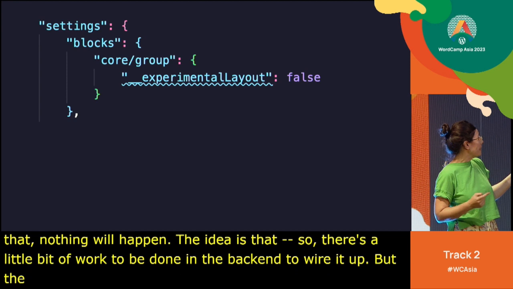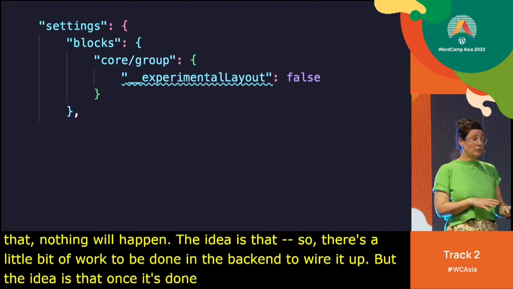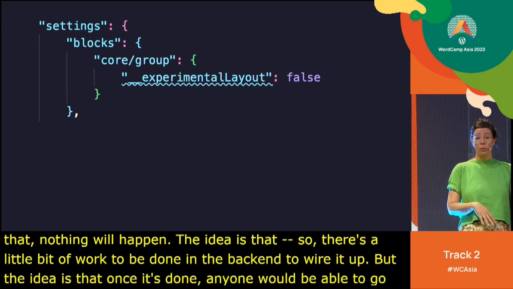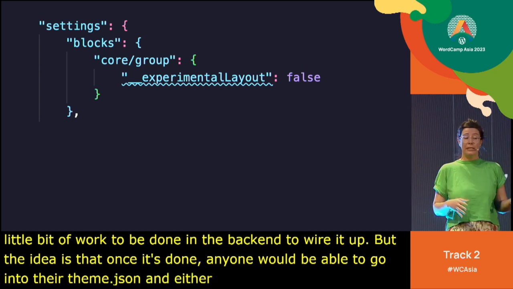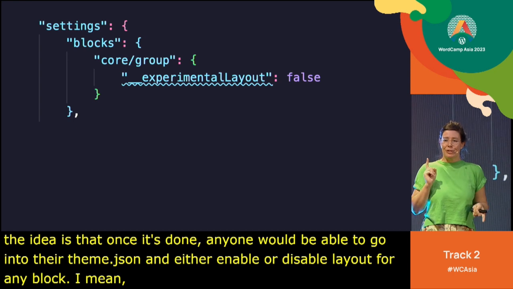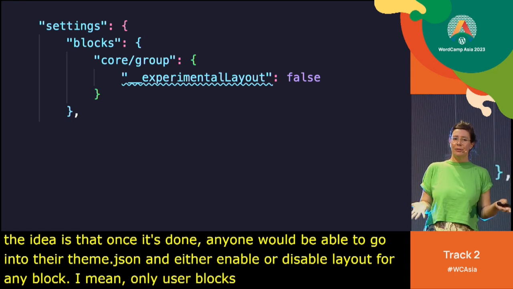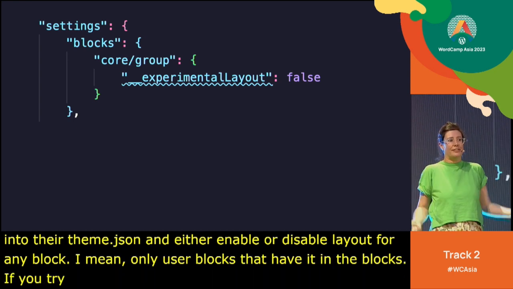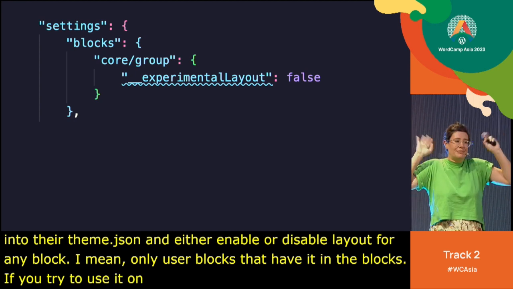Once it's done, anyone would be able to go into their theme.json and either enable or disable layout for any block. I mean, only use it for blocks that have inner blocks. If you try using it on blocks that don't have inner blocks, then nothing will happen because layout really only applies to containers. So if your block isn't a container, then there's nothing you can do.